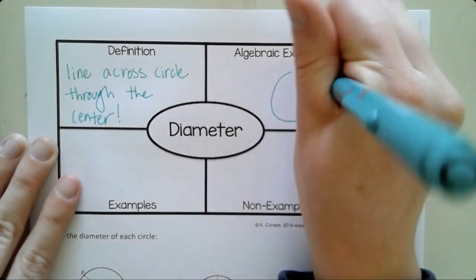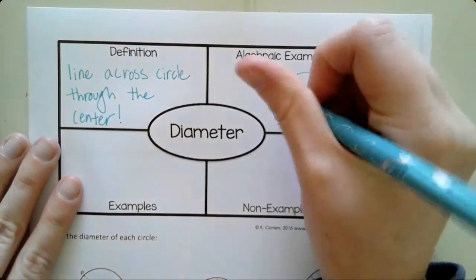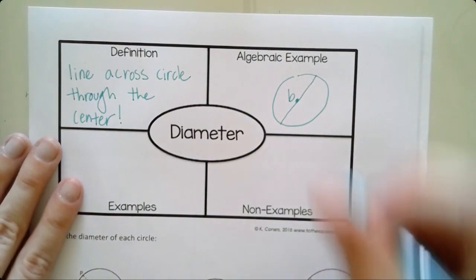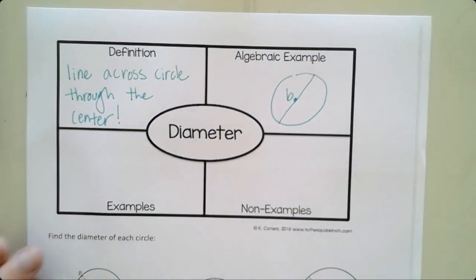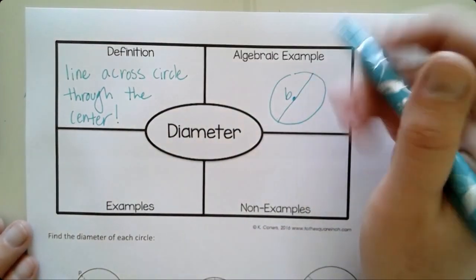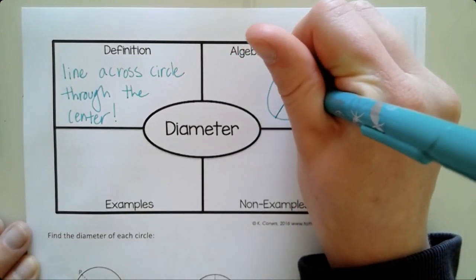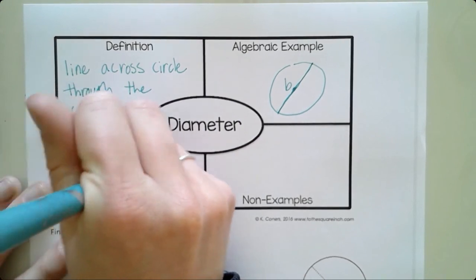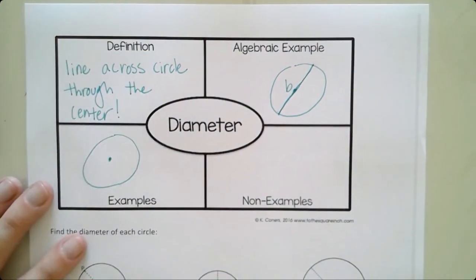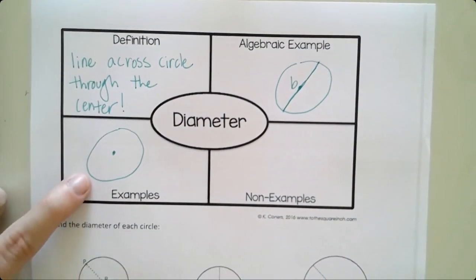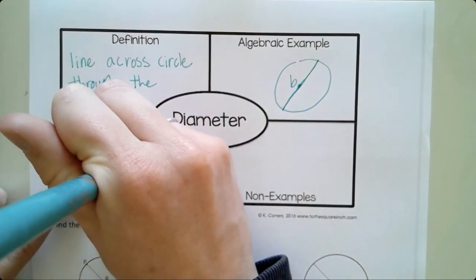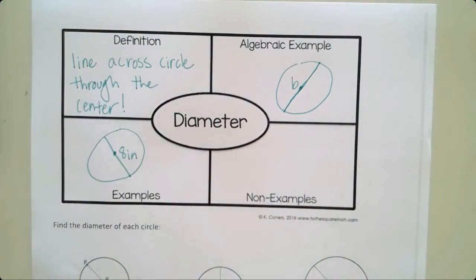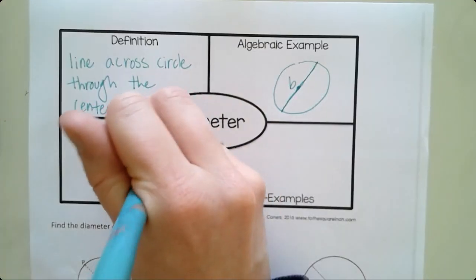So an example of that is, here's the center. The diameter could be like this, and we could label it diameter B. So it goes all the way through the center, and that's not beautiful and perfect, but imagine it was. A line all the way across the circle through the center. And again, we might have that labeled with a measurement instead of a letter. So diameter all the way through, and we could say that this is 8 inches. And the diameter there would be 8 inches.